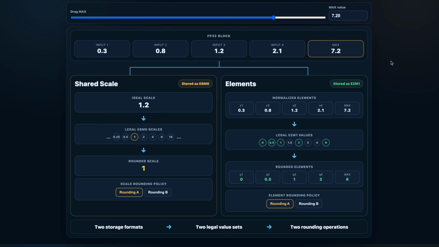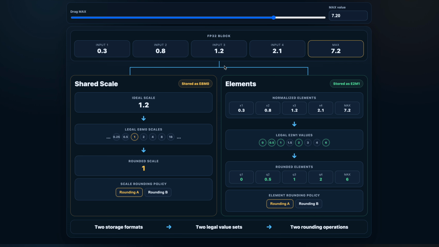Let's now focus on block floating point format and apply what we learned just now. In block floating point format, you will need to apply rounding in two different places, and both are critical.